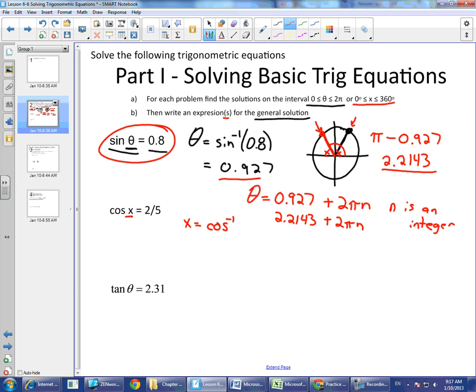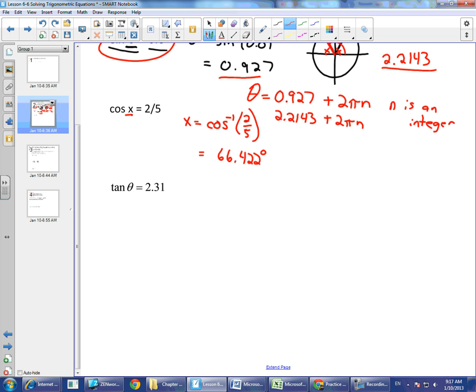But again, this time, make sure your mode is in degrees in your calculator. Okay, so what you're going to get on your calculator is 66.422 degrees. Now again, that is one of the answers on one cycle around the unit circle. Let me do this here to separate this a little bit.